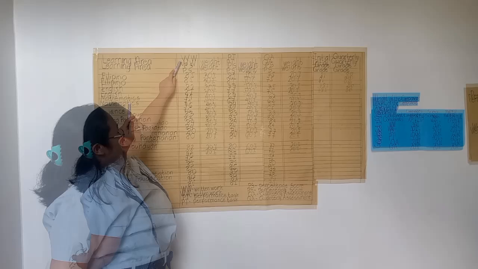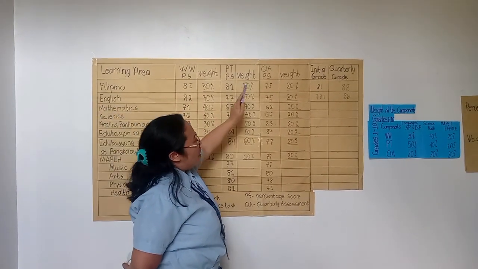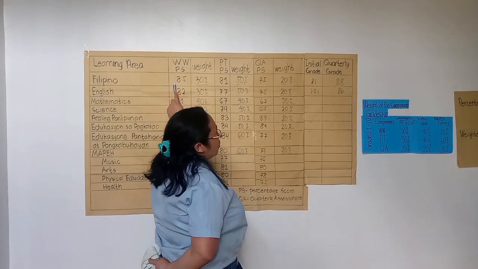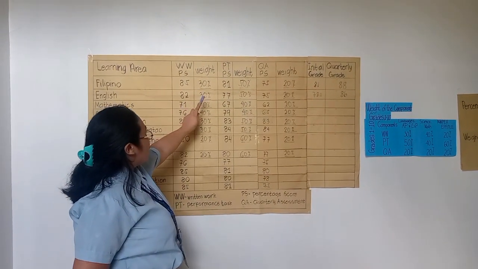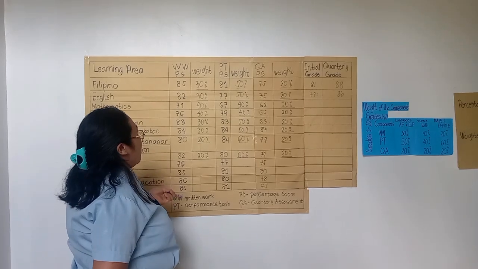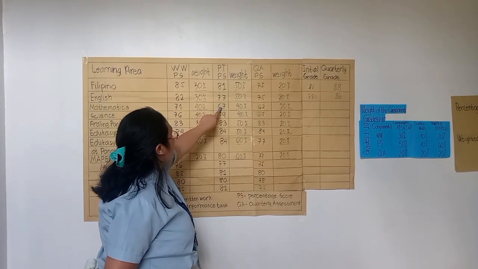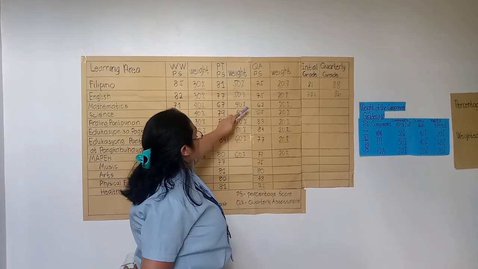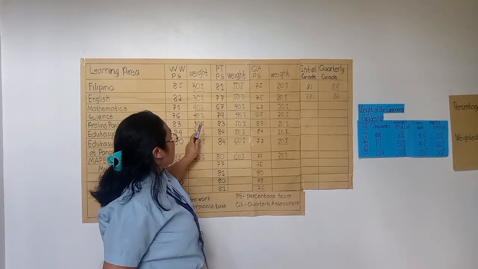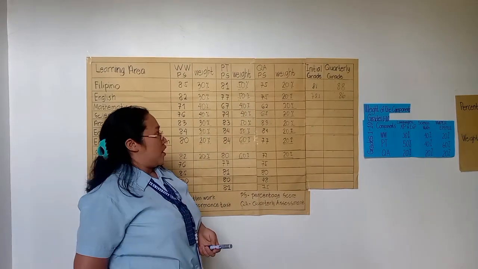So for written work, the percentage score is 71. Since the weight of component for written work is 40%, 71 times 40% equals 28.4. And for performance task, the percentage score is 67. And the weight of component is 40%. So 67 times 40% equals 26.8.